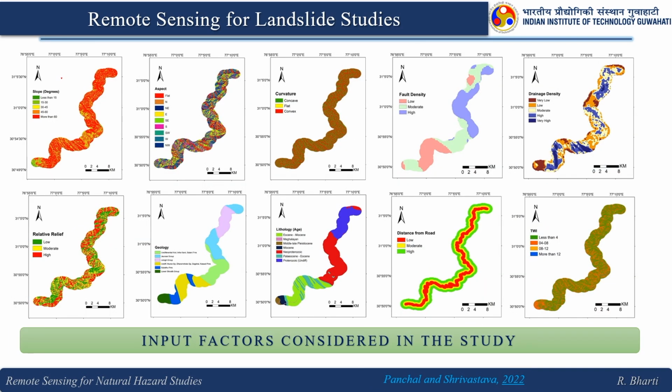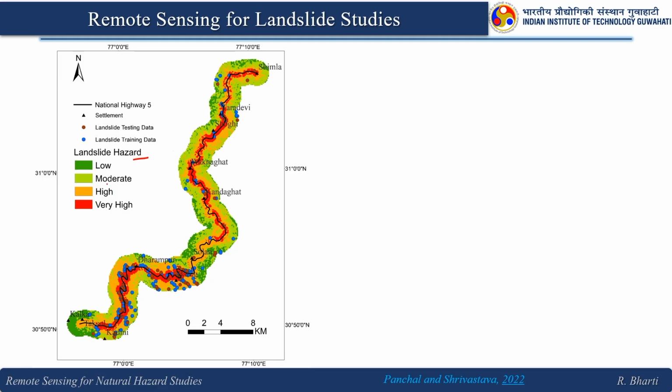This slide provide you the input, slope, aspect, curvature, fault density, drainage density, relative relief, geology map, lithology, distance from road, TWI, all of them are in the spatial domain, and then they have used this together in the AHP, and then they have derived this landslide hazard map.